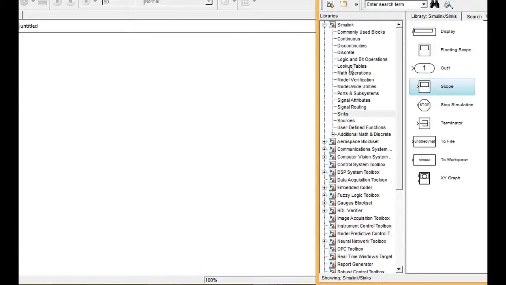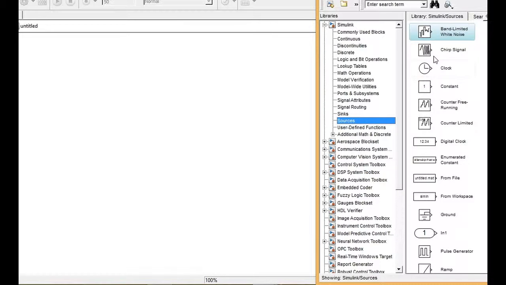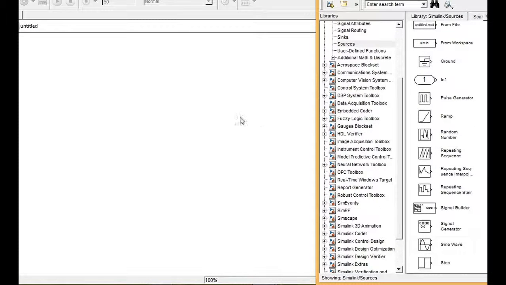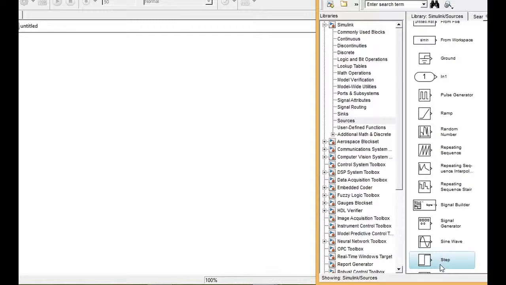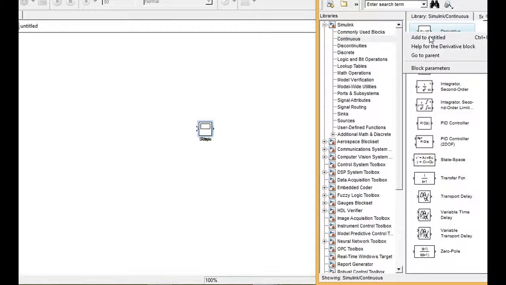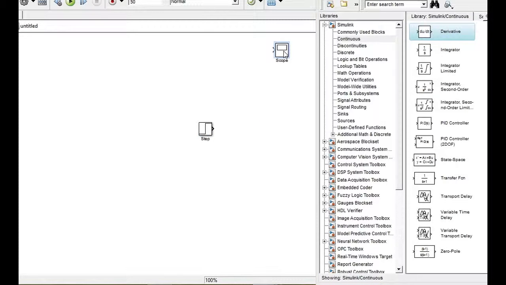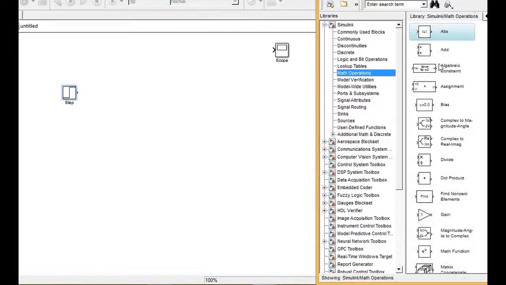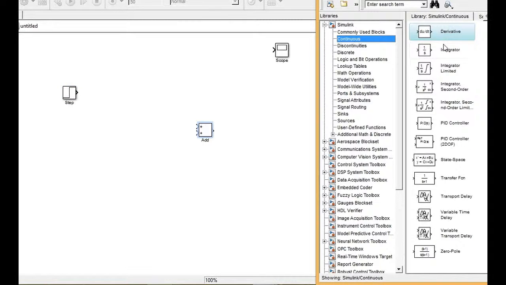Okay, so I'll be taking you to the Simulink design. First let me take out the things which I require to begin my simulation. First I'd like to take a step input, then I need a scope to display the results. Derivative is very important, but we'll take it later. As of now, I just need a few more things, like an addition block, a gain block, and an integrator.